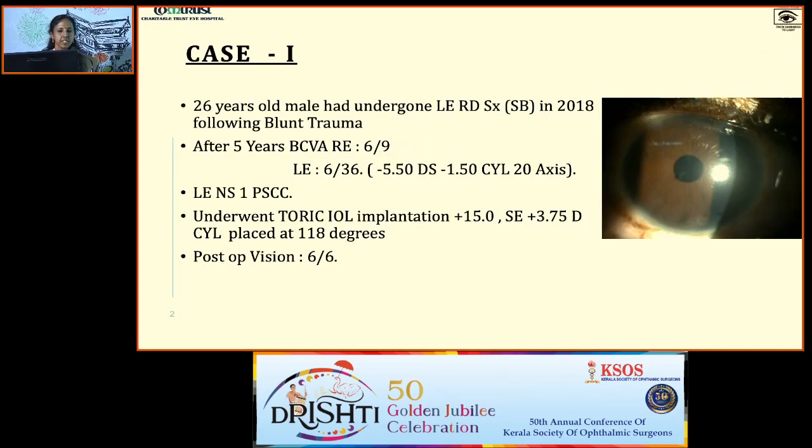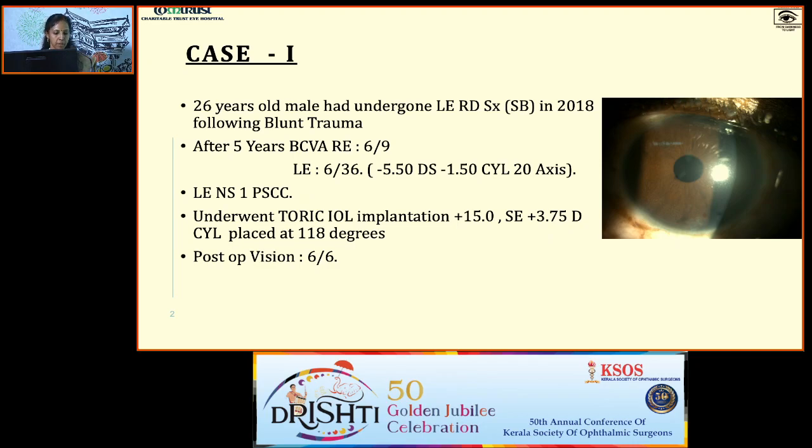Now this 26-year-old man had undergone RD surgery following blunt trauma, and he comes back after 5 years with defective vision of 6/36, and he had a posterior subcapsular cataract. The problem is the patient has an encerclage done, in an equatorial position. It's a buckle, an encerclage, it's going to be a permanent thing. So our question is whether this patient is going to benefit from a toric IOL.